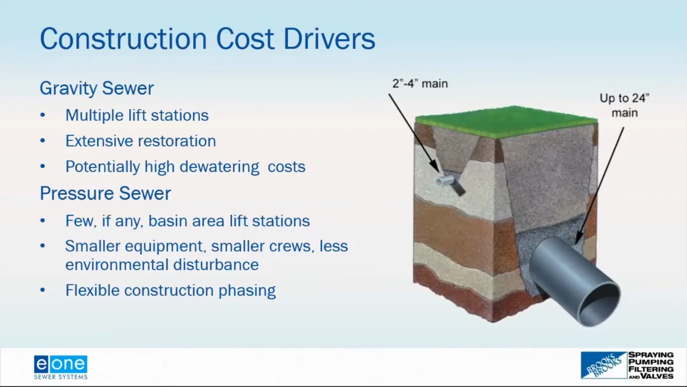Other cost drivers, with gravity sewer, you tend to have multiple lift stations with extensive restoration. With pressure sewer systems, it is going to depend on how big the system is and some of the topographical parameters of the system. But generally with the pressure sewer system, you're going to have few, if any, basin area lift stations. Again, going back to some of the discussion on social cost, also a big driver for economic cost. You're going to have smaller equipment, smaller crews, less environmental disturbance. You're going to get in there quicker with smaller equipment, get out of there faster. It also provides for better and more flexible construction phasing.